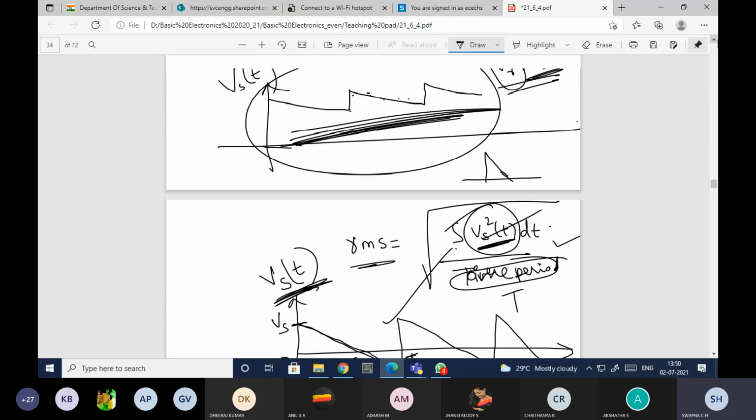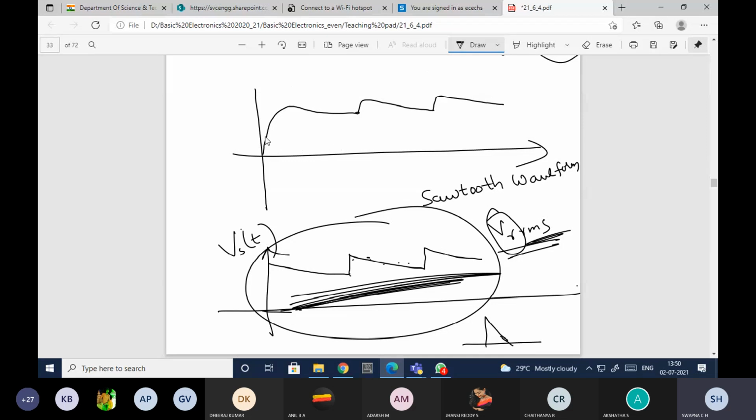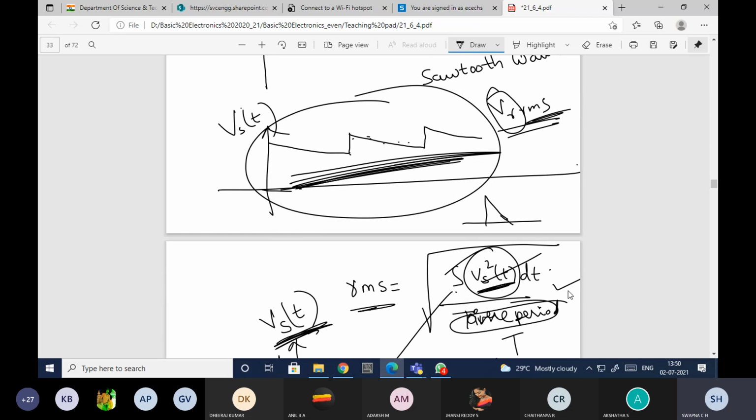You can write here that since this sawtooth waveform is nothing but the triangular function, the RMS value of the triangular function is given by VRMS equal to Vs by root 3. This much you can write here, directly after this step. Here I'm just showing you how to calculate it. You can find it in my notes, I've given it very clearly. If anybody is interested, you can check it for the sake of learning. Otherwise, you can directly write that equation.